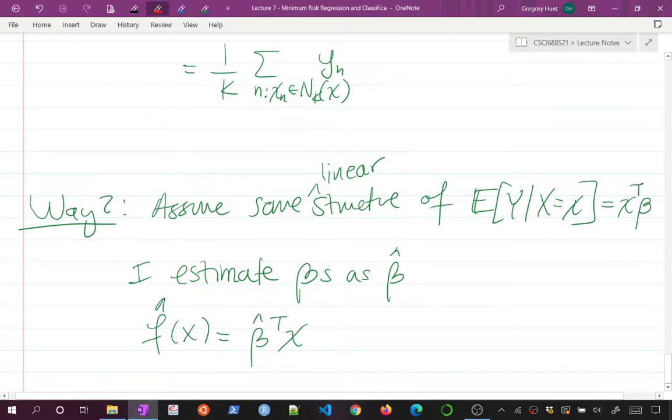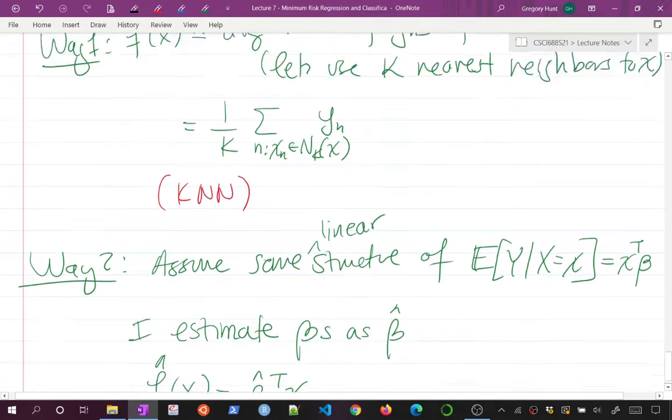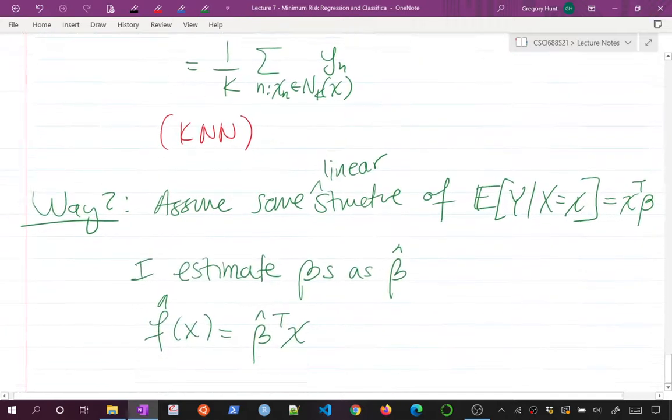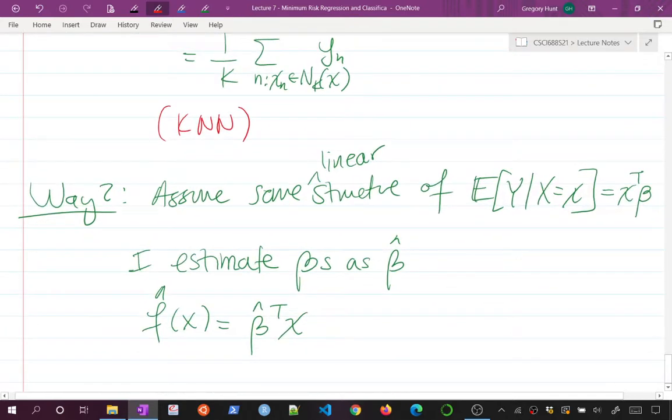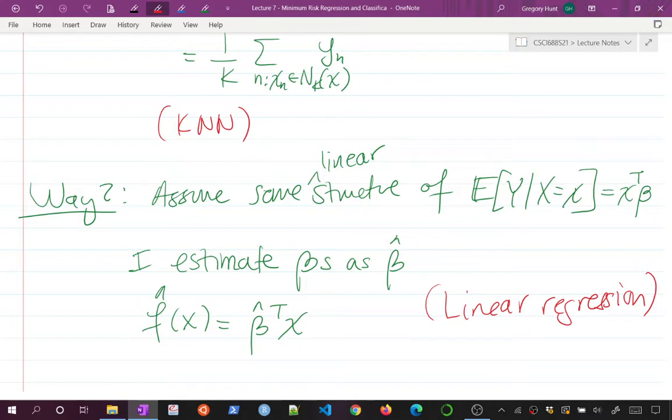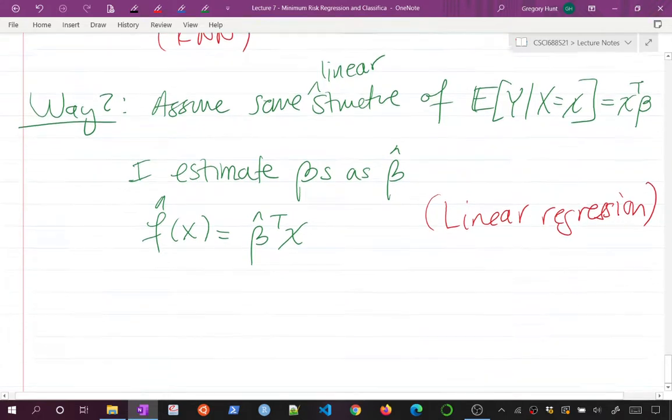So this first one was called k-NN. If instead the way I approximate it is say, well, I'm not going to approximate it with this local assumption. I'm going to have a strong global linear assumption about this conditional expectation, we get what we call linear regression. Right? And that's exactly what it is. So that's some nice little theory to pull things together.